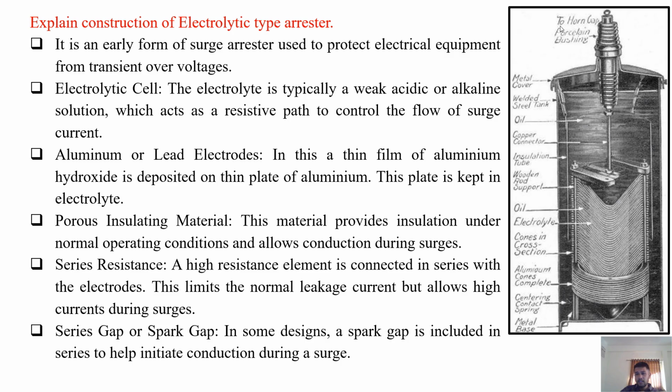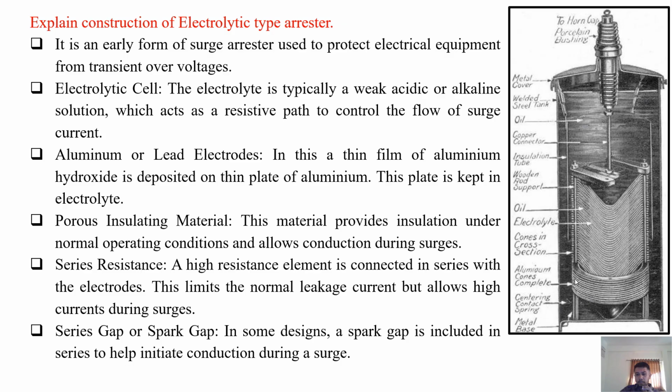You can see this two horn gap above, and these are porcelain bushings connected. This is the metallic cover. This is a welded steel tank. Oil is filled in this. Copper connector like this, here it is connected. This is the insulation tube. This is the wooden support. Oil is again filled in this. Electrolyte is placed. See the cones in cross section. These cones are placed one over another.